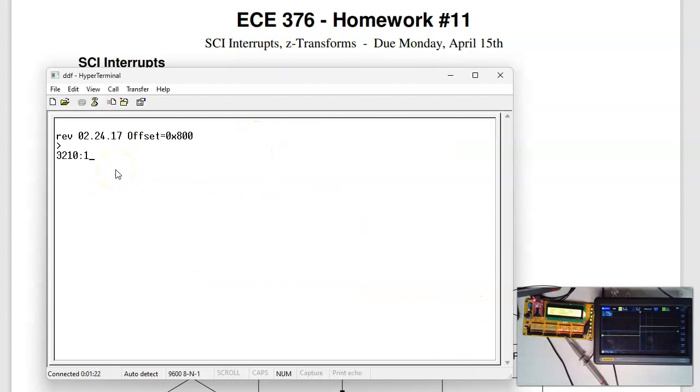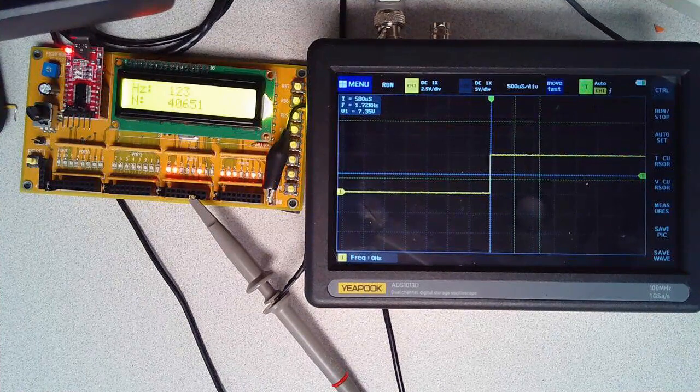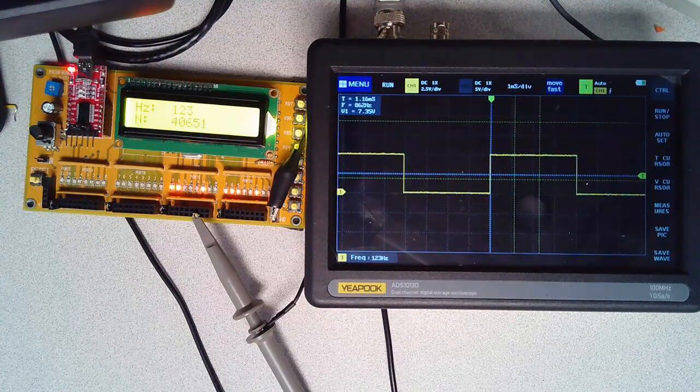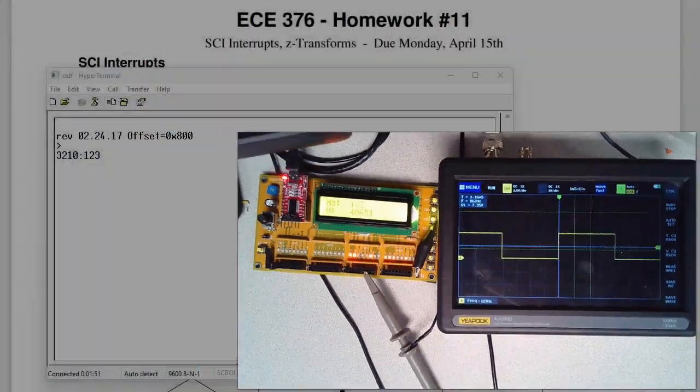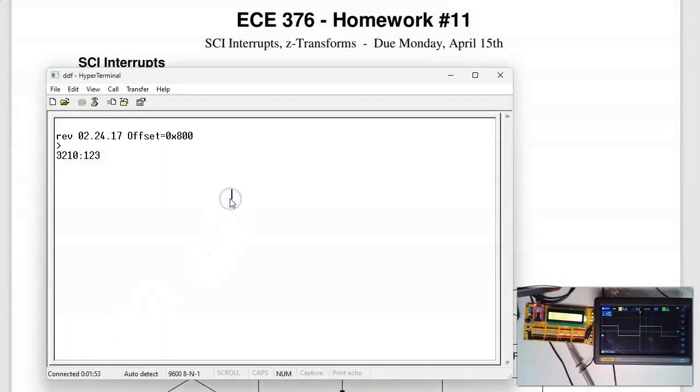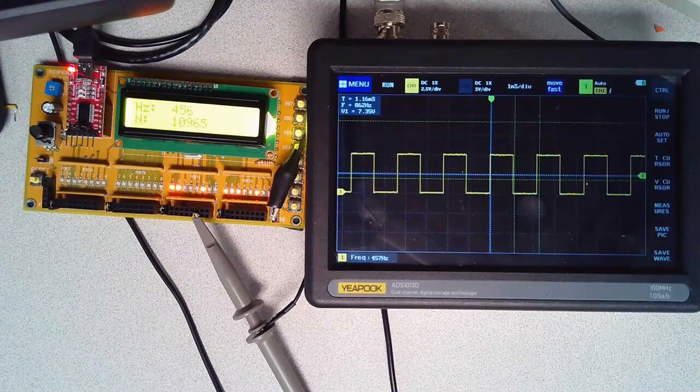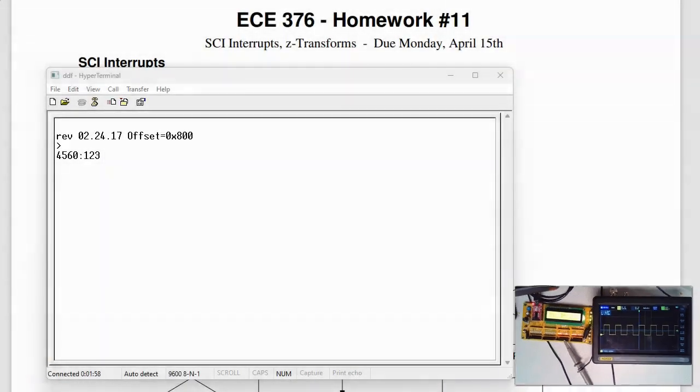Type in a number like 1, 2, 3, enter, and what appears over here is the frequency. It's 123, and there's the frequency, 123 hertz. If I go back and type in the number 456, enter, what appears on the screen is now 456 hertz. So how do I make that work?